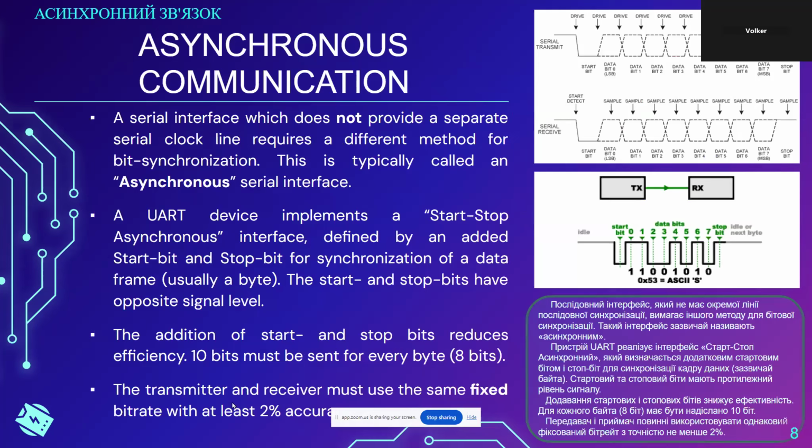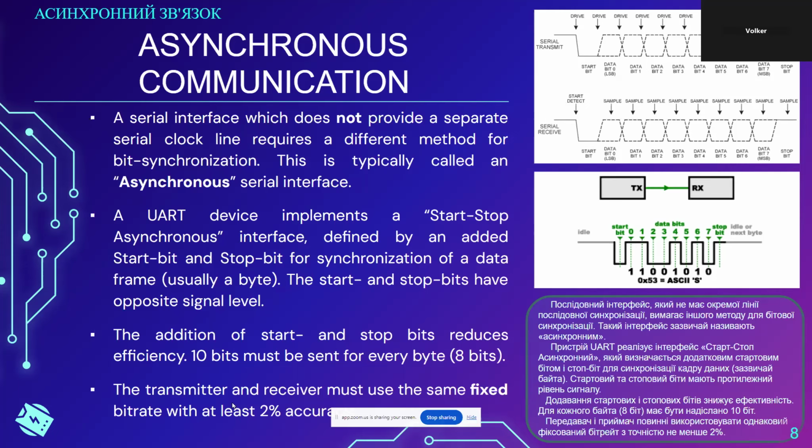Okay, now that I've explained the basics of the synchronous communication, which essentially I want to point out means there's a separate line for the clock signal, a separate line that tells the receiver when a data bit is valid. So now we're getting to the asynchronous communication. The asynchronous communication does not have a separate clock line. But the receiver still needs to know when a bit is valid. So that is called an asynchronous serial interface.